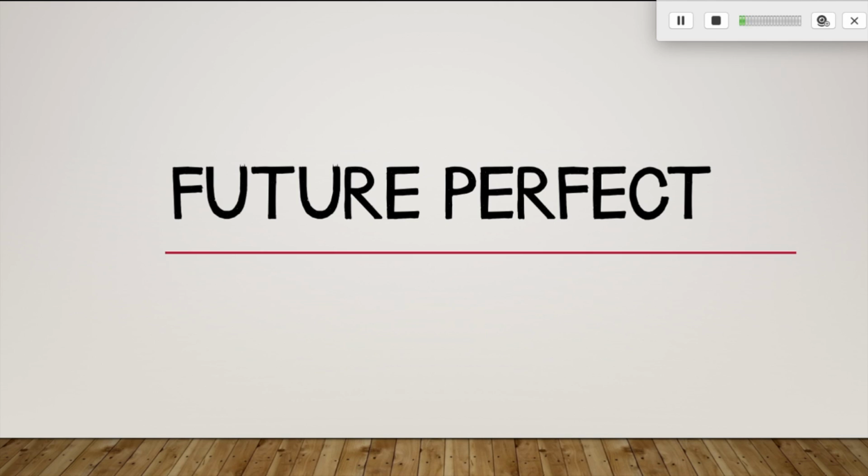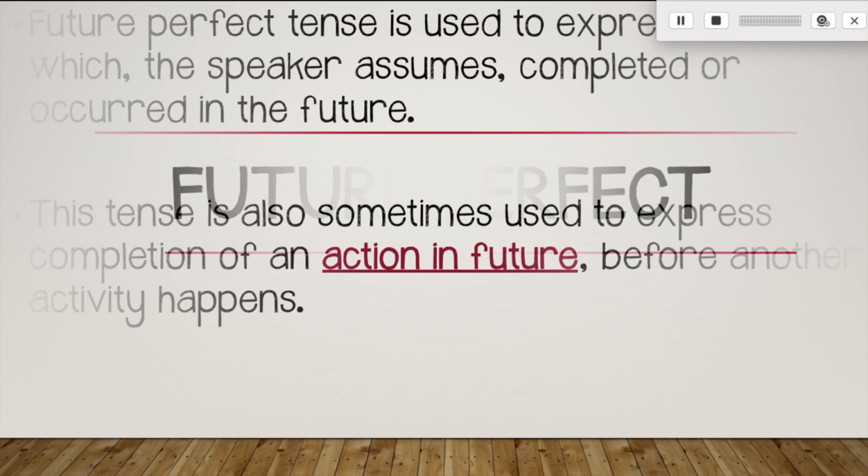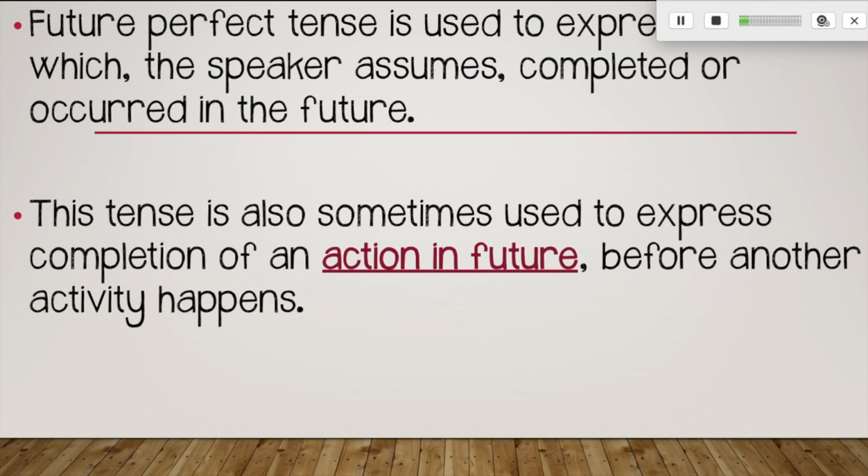Right now, I'm going to explain to you the future perfect and give you some examples. The future perfect tense is used to express an action which the speaker assumes completed or occurred in the future. This tense is also sometimes used to express completion of an action in the future, before another activity happens. So we need to have very clear that a sentence in future perfect is telling us an action that will happen in the future before something else.